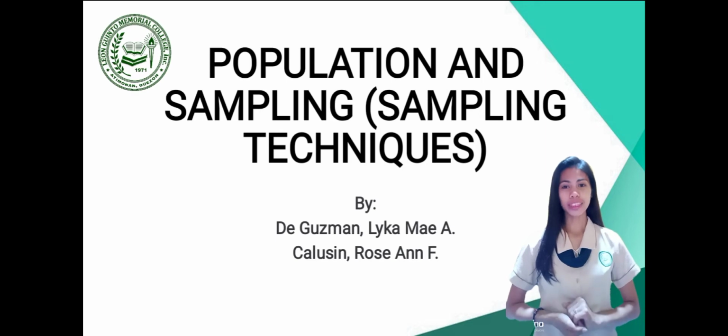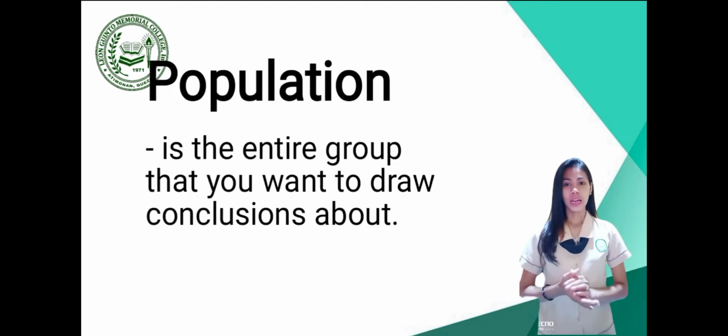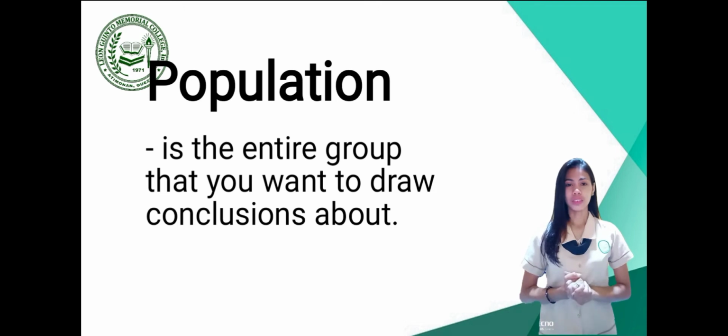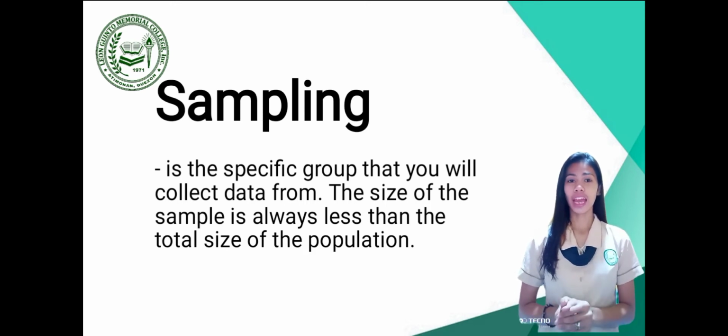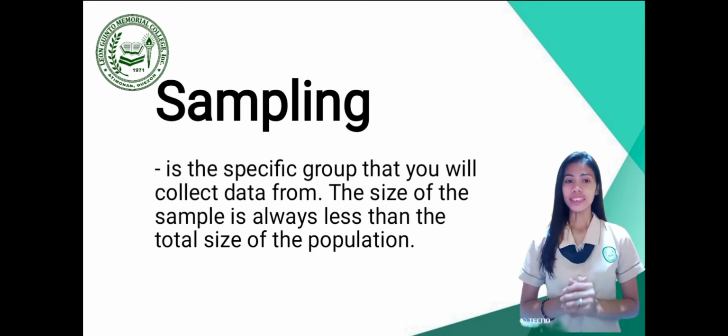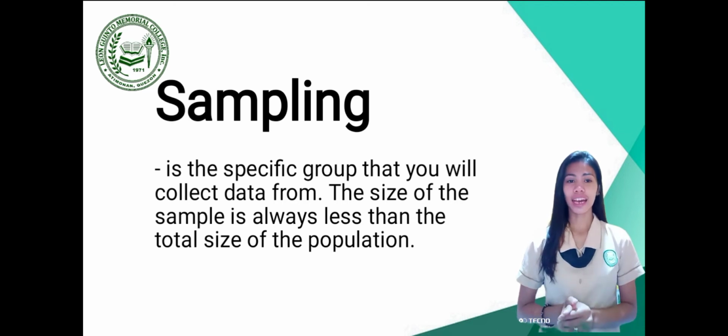And for today's topic, we will tackle population and sampling techniques together with Miss Rose Ann Calusin. First is population. A population is the entire group that we can draw our conclusions about. The next is sampling. So, what is sampling? Sampling is the specific group that you will collect data from. The size of the sample is always less than the total size of the population.